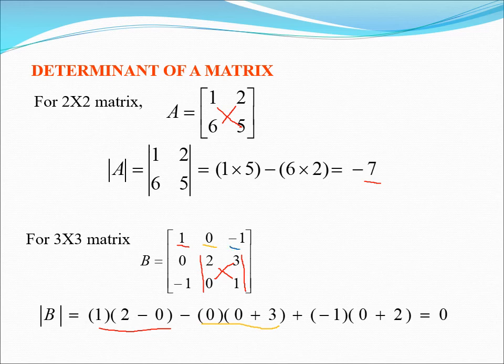For the third element minus 1, it is plus minus 1 into the determinant of 0, 2 and minus 1, 0. So it is 0 minus minus 2, that is 0 plus 2. So this is the resultant value. Solving this, we get the determinant as 0. So remember here we have the determinant of A as minus 7, and the determinant of B as 0.